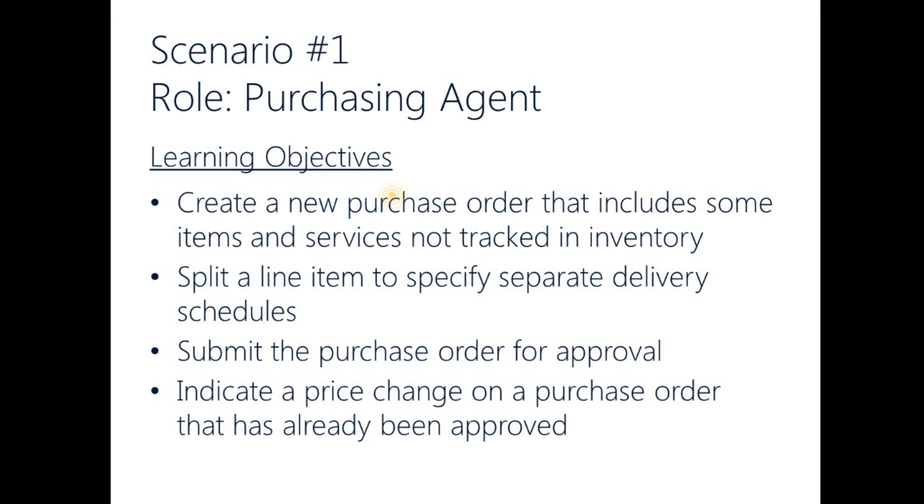Create a new purchase order that includes some items and services not tracked in inventory. Split a line item to specify separate delivery schedules. Submit the purchase order for approval. And indicate a price change on a purchase order that has already been approved.